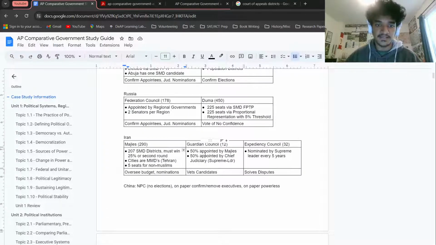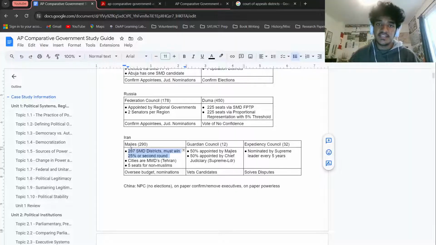Okay, finally, Iran. You've got the Majlis, the Guardian Council, and the Expediency Council. So this is your main branch. These technically aren't legislative branches, but I included them here because you should know them. So you've got your 207 SMDs, and you must get above 25%, or it'll go into runoffs. But technically, they are first past the post. It's just a rule that you have to get past 25%.